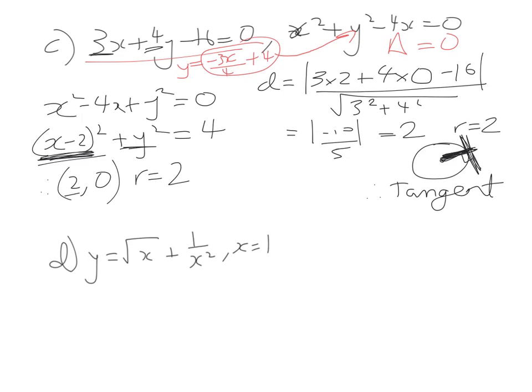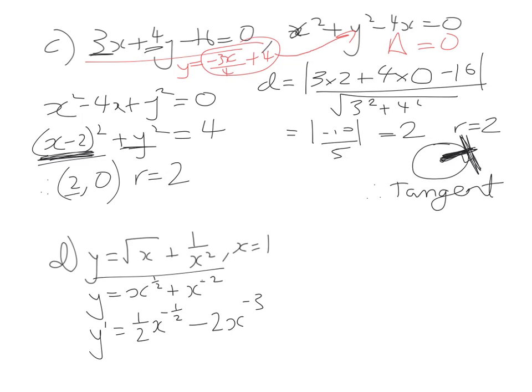Alright, we want to know the equation of the tangent to this curve at x equals 1. So we firstly need to work out the gradient. Actually, before we do that, let's rewrite. We get x to the power of a half, and we get 2x to the negative 2. Now we find the derivative, so we get half x, and we reduce the power by 1, so we take away 1. Minus 2x to the negative 3.